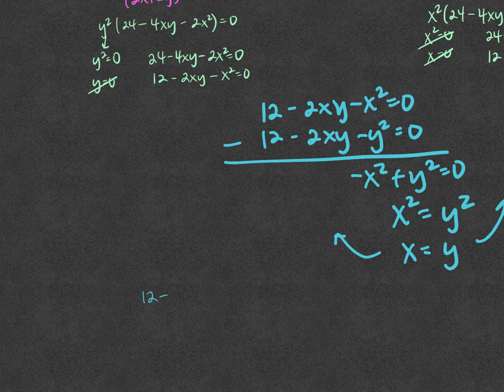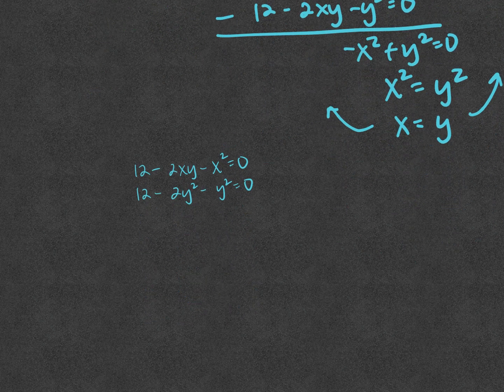So we're going to say 12 minus 2xy minus x squared equals 0. Let's plug a y in for it. So 12 minus 2y squared minus y squared equals 0. So let's move the 12 to the other side. We have negative 3y squared equals negative 12. y squared equals positive 4. So y equals plus and minus 2.